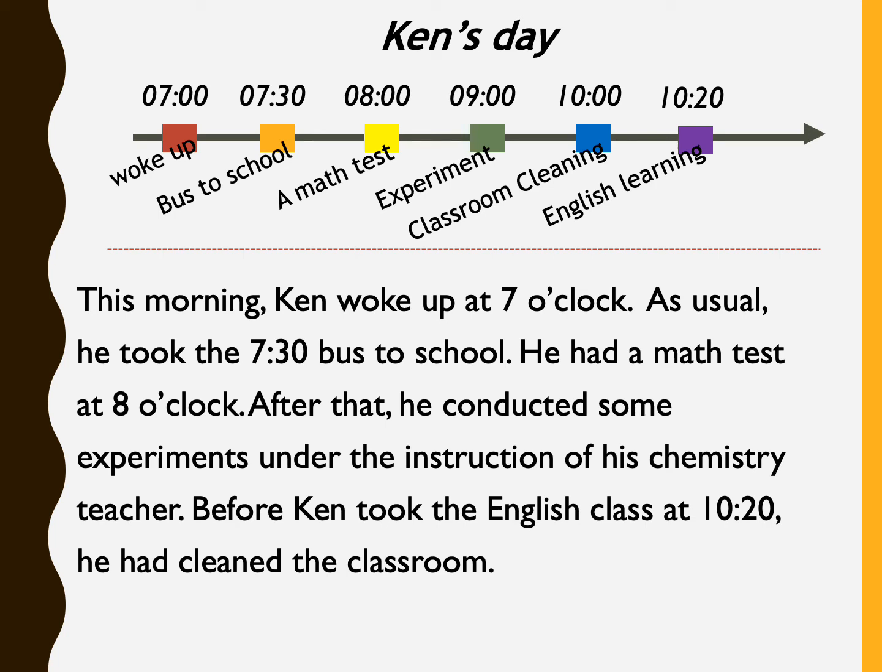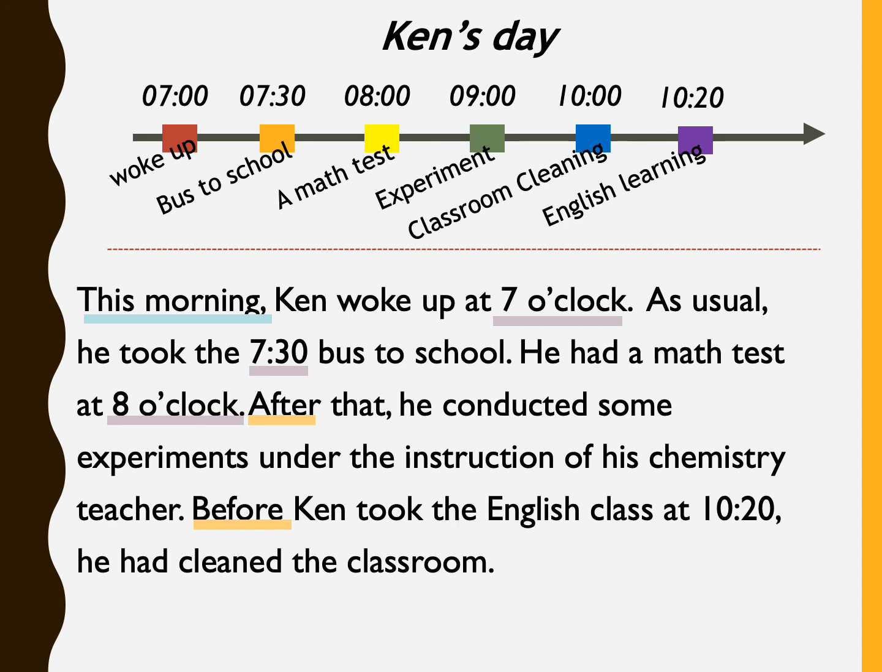In this passage, we see some words that indicate the sequence of events. First of all, we see this morning, which shows that the following event or events happened in the morning. And then we see expressions like 7 o'clock, 7:30, or 8 o'clock that indicate time. We also make use of conjunctions such as before or after to show which event comes prior to another.